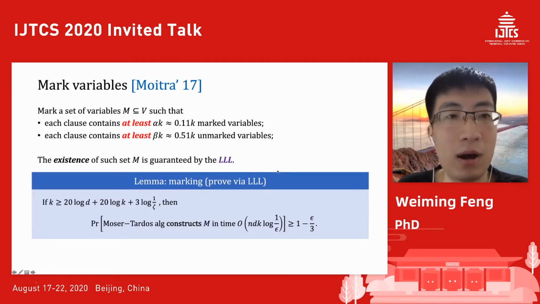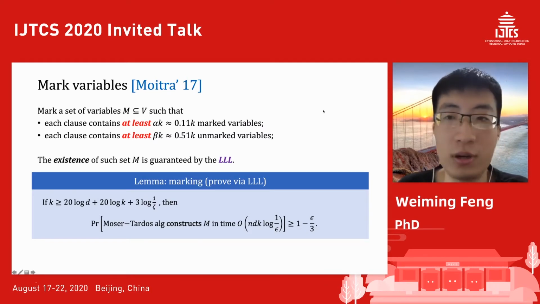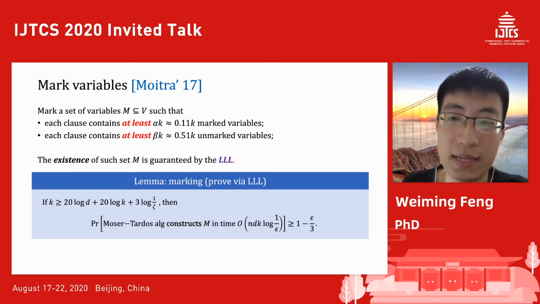Now, the first step of our algorithm is to construct such a subset M. We call this subset the set of marked variables. This is why this subset is called M. We require each clause to contain at least alpha k marked variables and also at least beta k unmarked variables. Such a marking procedure was first introduced by Moitra, but he used it for a very different purpose. The existence of M is guaranteed by the Lovász local lemma, and we can use the Moser and Tardos algorithm to construct such a subset M.